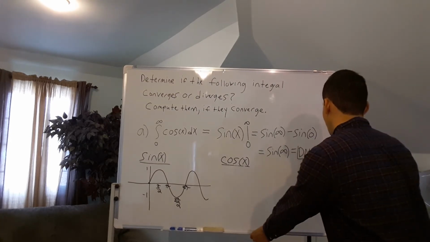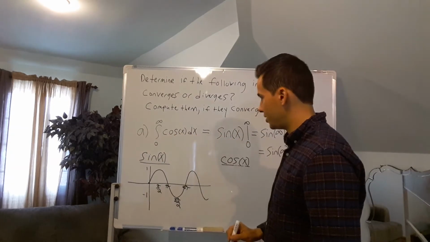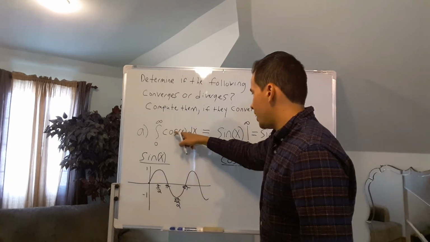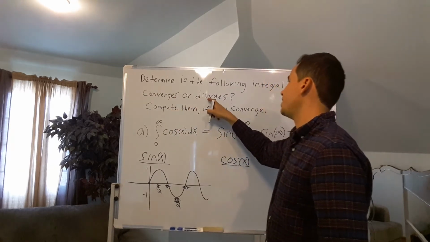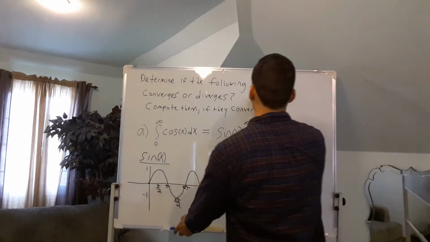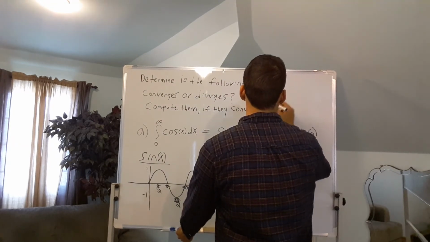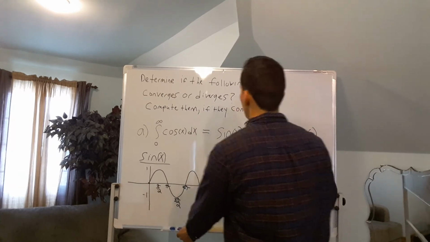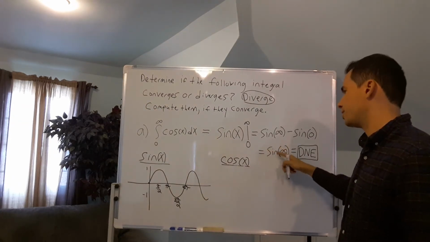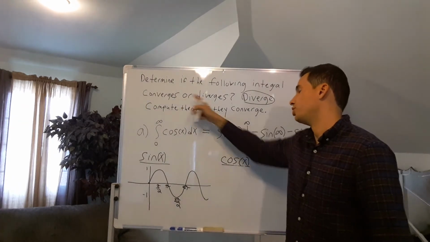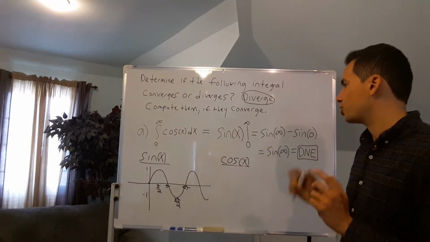And since this does not exist, that means this integral does not exist. So since this does not exist, we cannot say that this integral will converge. We're going to say it's going to diverge. Okay, so you're using the integral test. The integral has to exist in order to possibly converge. If it doesn't exist, you're going to have to say it's going to diverge. It's not going to approach an actual value.